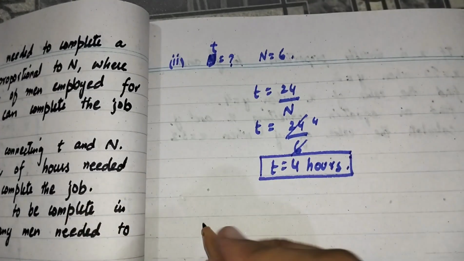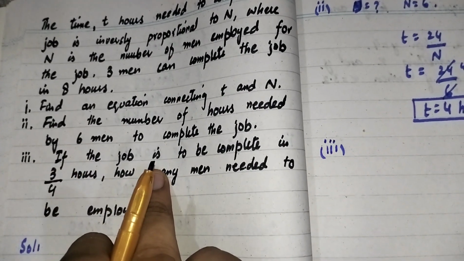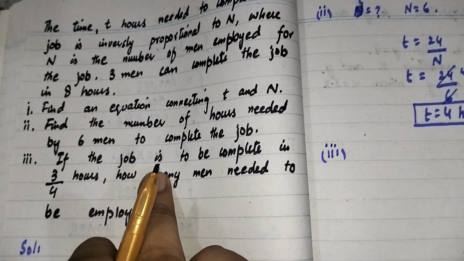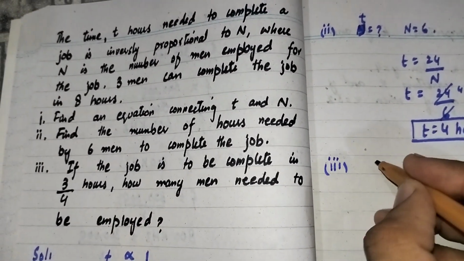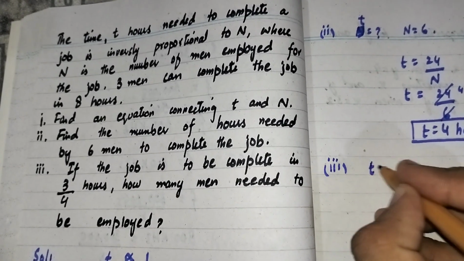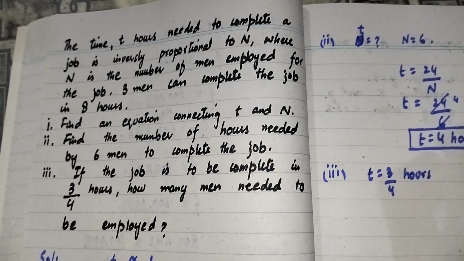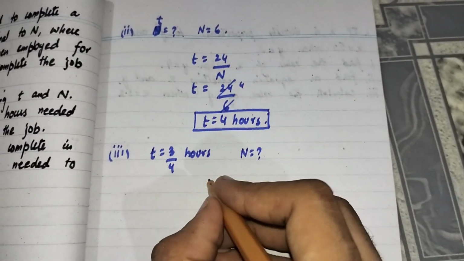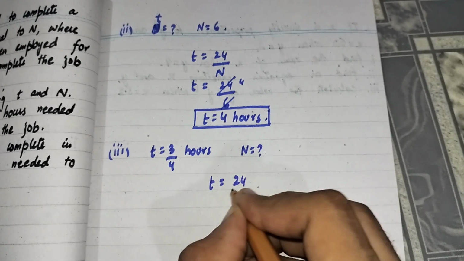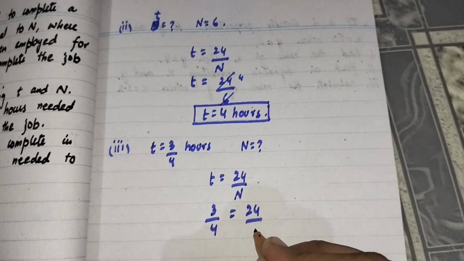Moving to the third part. In the third part they are saying that if the job is to be completed in 3 upon 4 hours, how many men are needed to complete the job? The time given is 3 by 4 hours, and we have to find how many men are needed. The equation connecting t and n is t is equal to 24 upon n. t is 3 upon 4, which is equal to 24 upon n.